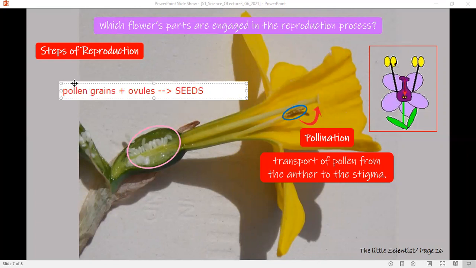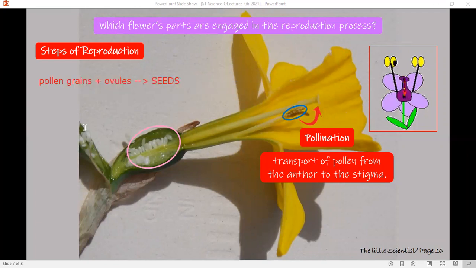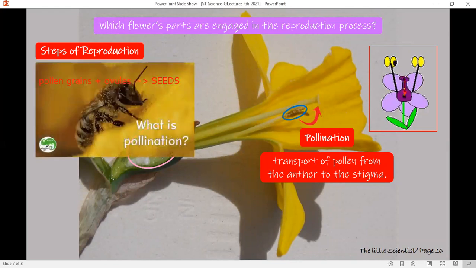And that's what we want, right? The purpose or the objective of this process is to form the seeds, the babies inside the ovary. For this reason, the pollen must meet the ovules inside the ovary. And transferring the pollen grains from the anther to the stigma is called pollination.